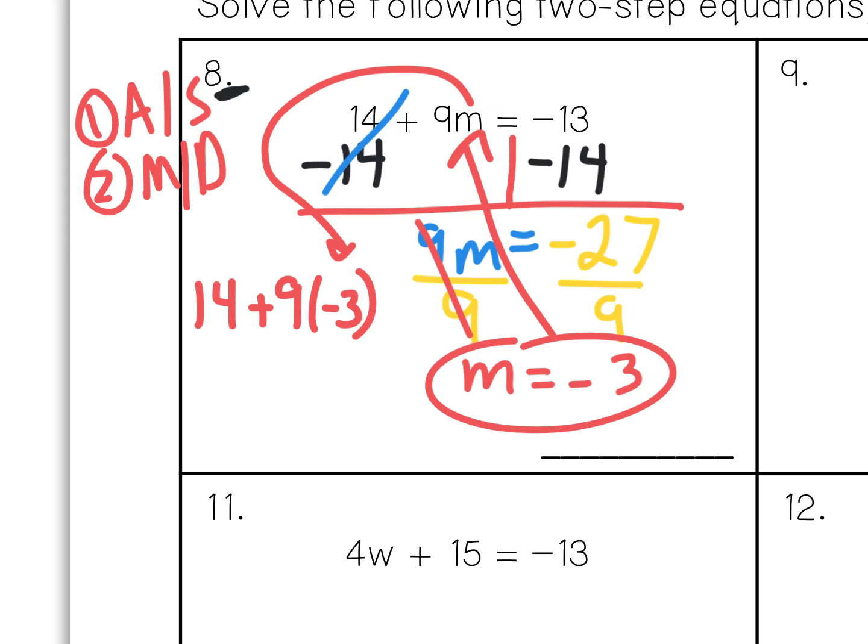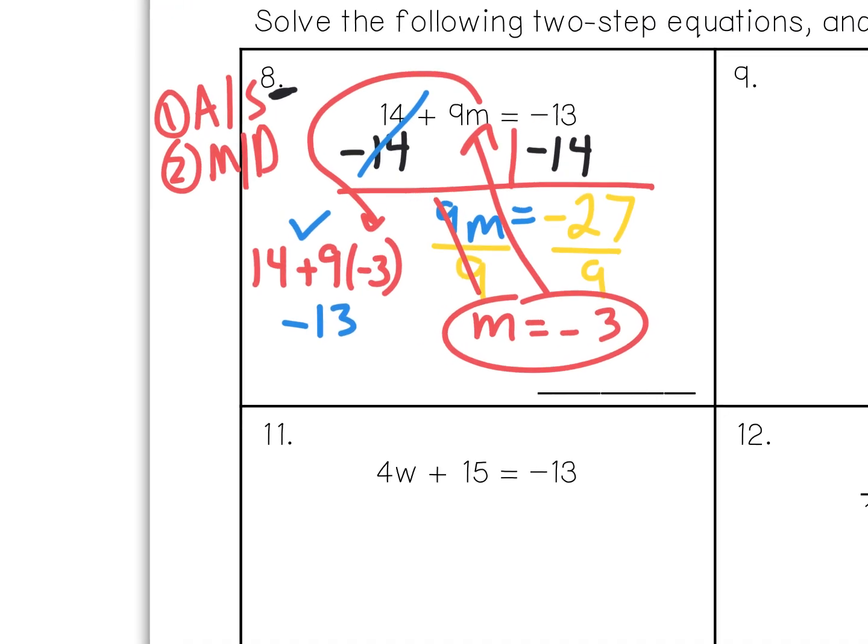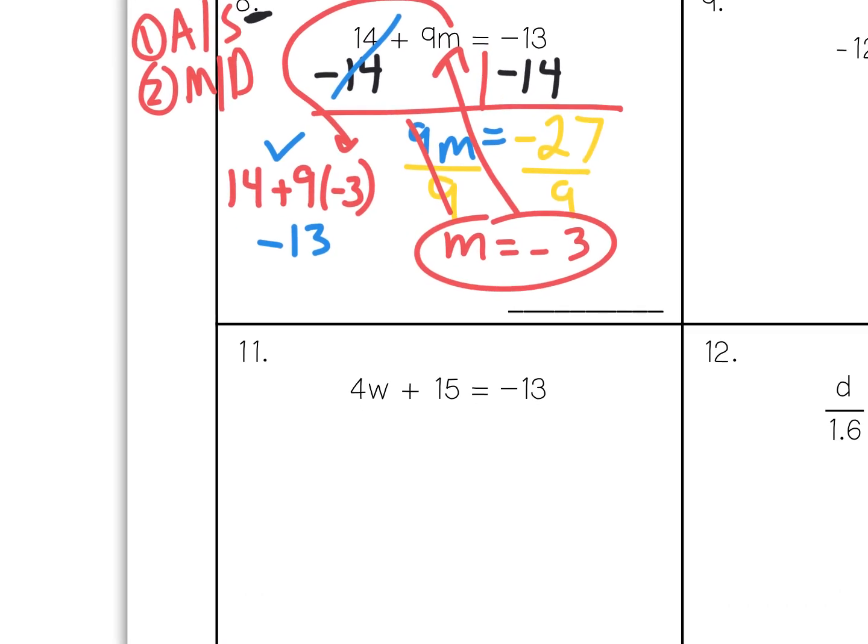But you made it negative this time. It's right here. You told me it was negative, so that's why it's negative. Negative 13. So 14 plus 9 times negative 3 is negative 13. So it does work. Yes. Okay? We're good?